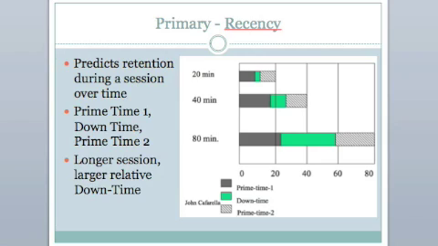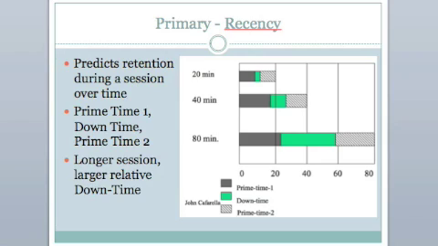There are many different experiments to demonstrate the primary recency effect, such as if you are given a list of 20 words to remember, you will remember most of the words in the beginning, some of the words in the end, and probably much fewer words in the middle.